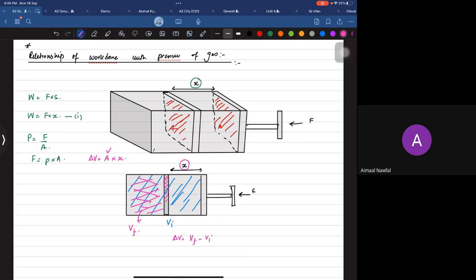Yes, sir. That's the volume of the right side, right? Yeah, it's this volume. You can say that.